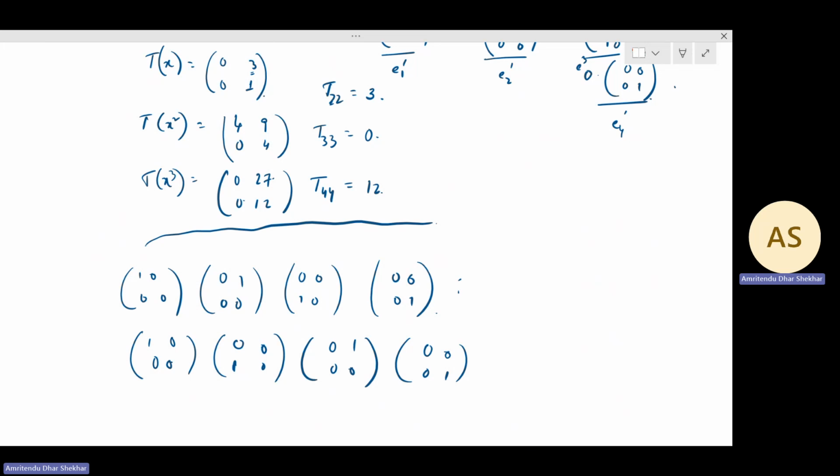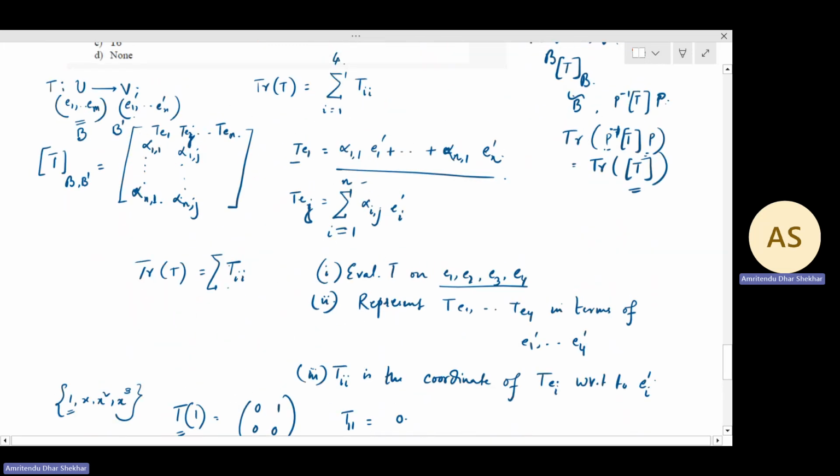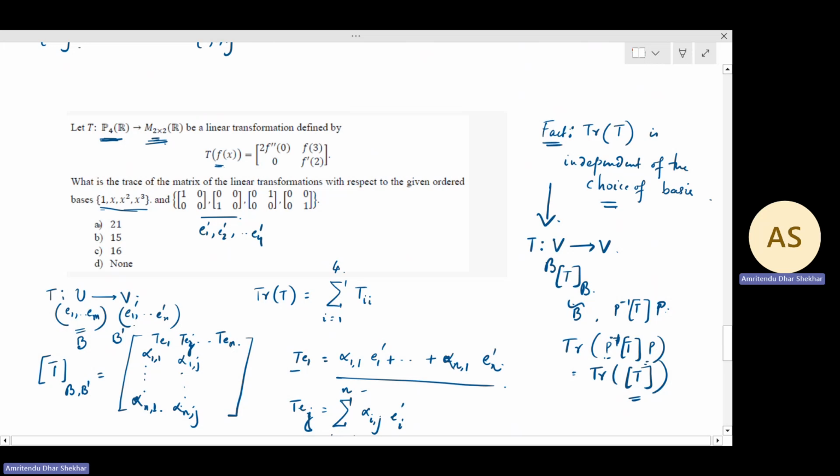So I'll encourage you to finish the computation. We have done the computation with respect to this basis. You have to finish the computation with respect to this particular basis, which is the basis asked in the question. And if you do so, you will find that the answer is equal to 21. Okay. So I hope this was clear.